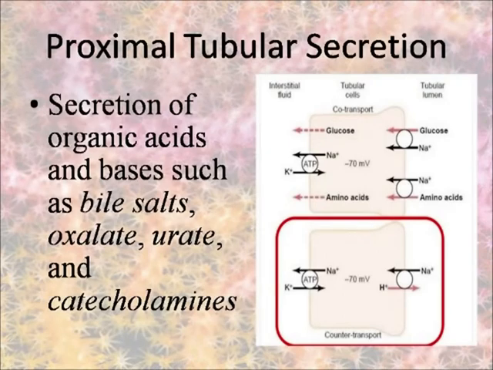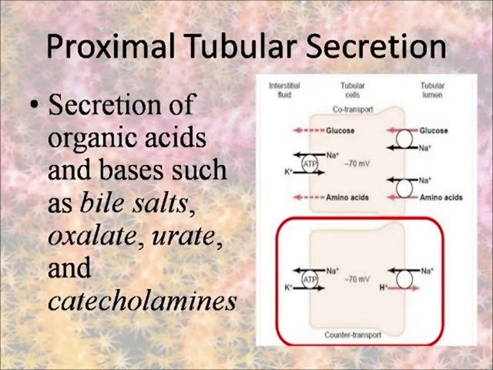Proximal tubular secretion. At the proximal tubule, secretion of organic acids and bases such as bile salts, oxalate, urate, and catecholamines takes place. Many of these substances are the end products of metabolism and must be rapidly removed from the body. The secretion of these substances into the proximal tubule, plus filtration into the tubule by the glomerular capillaries and the almost total lack of reabsorption by the tubules, all combine to contribute to rapid excretion in the urine.